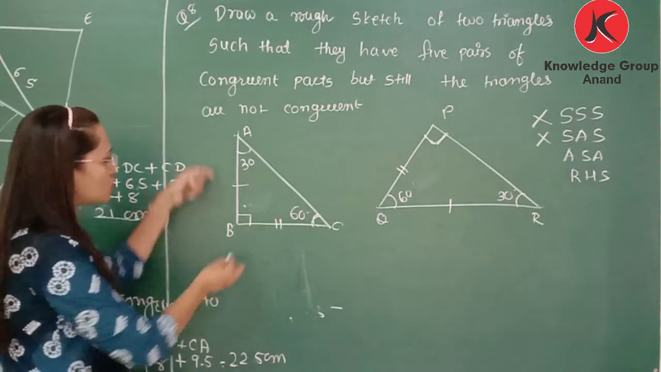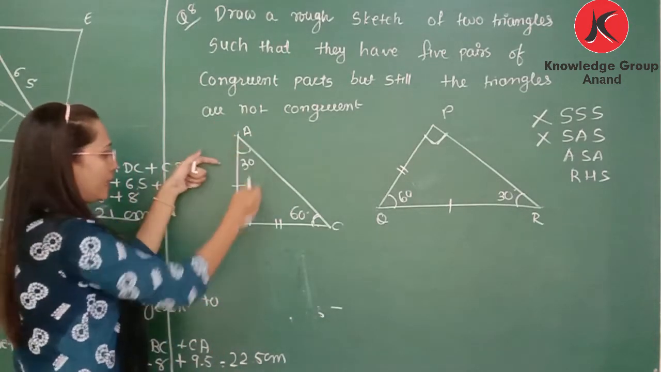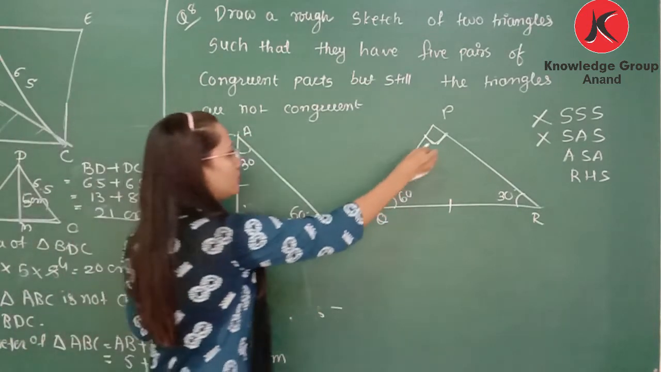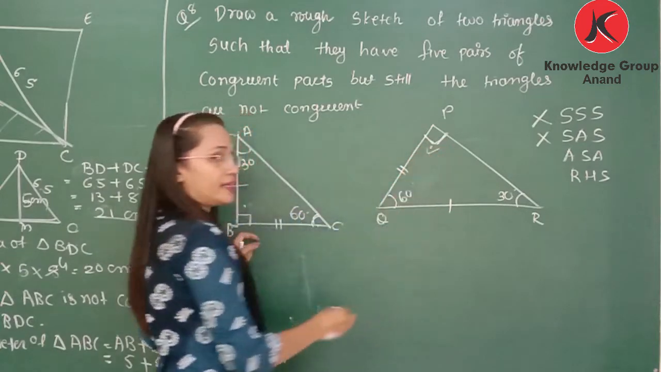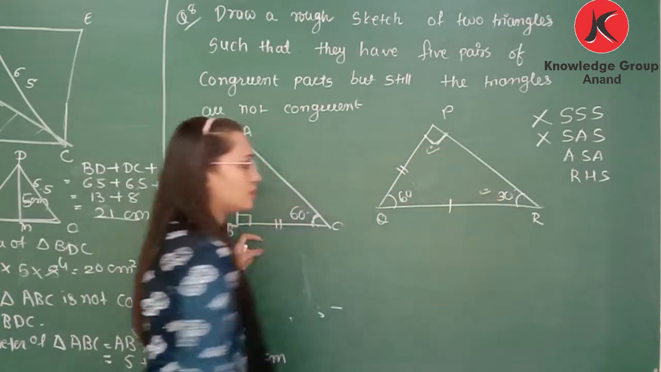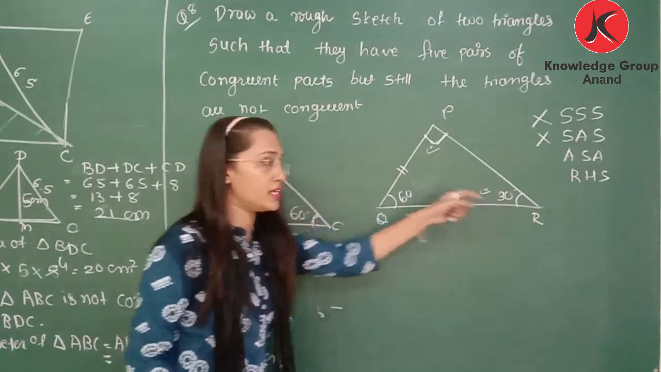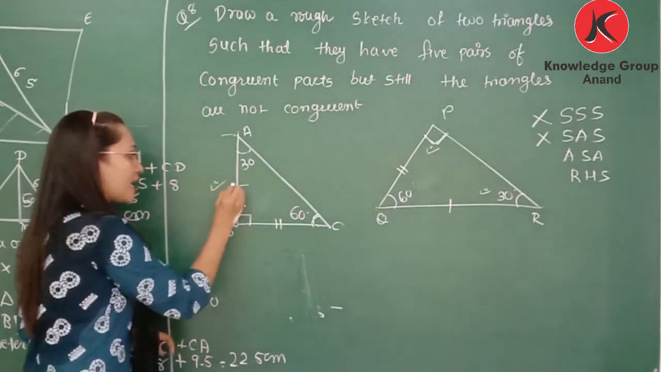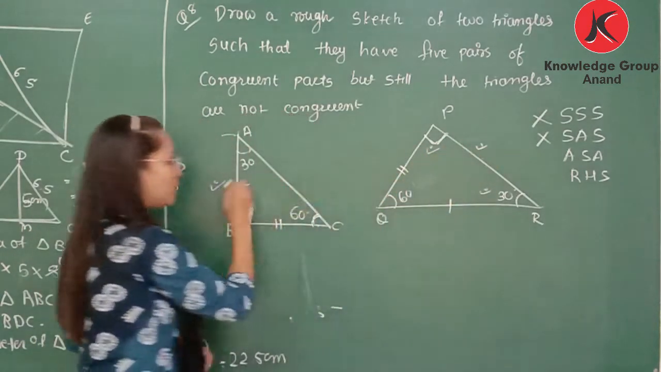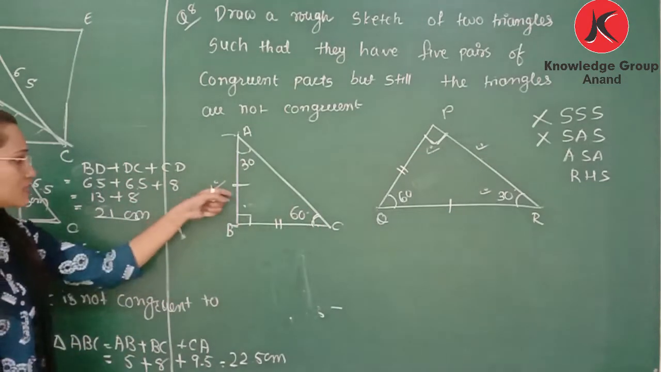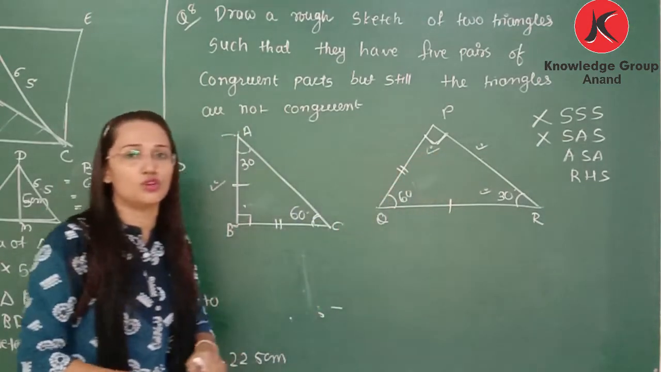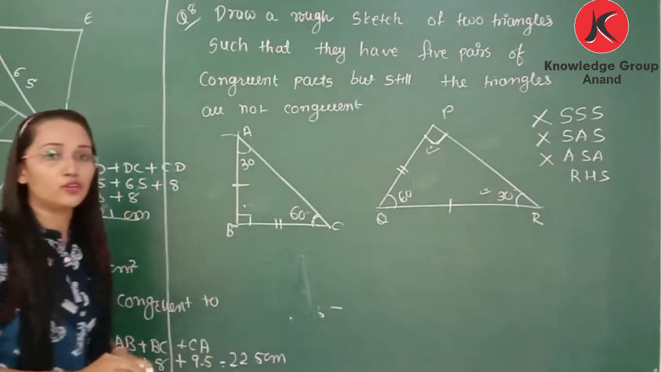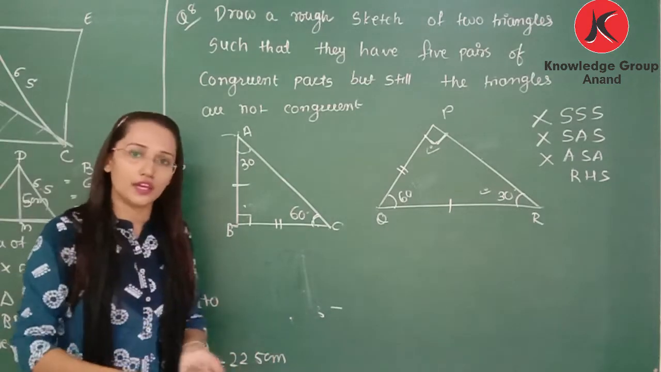Now check for ASA, angle, side, angle, meaning 2 angles and their included side. So let's consider these 2 angles, angle A and angle B. So the included side is AB. Now consider this one, that is P 90 degrees and R 30 degrees. So here A is equal to R, 30 degrees, and B is equal to P, 90 degrees. But here this side and this side, the included sides, are not given as equal. This side and this side are not equal, so it is not a congruence. We cannot apply the ASA criteria because we cannot satisfy the ASA rule.